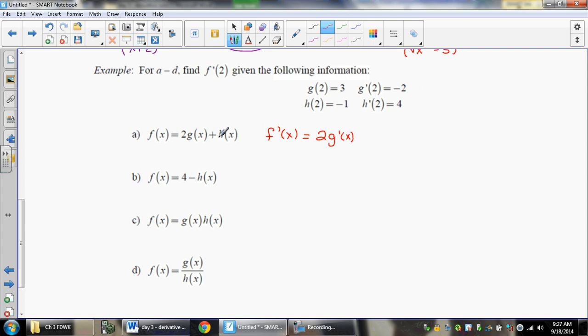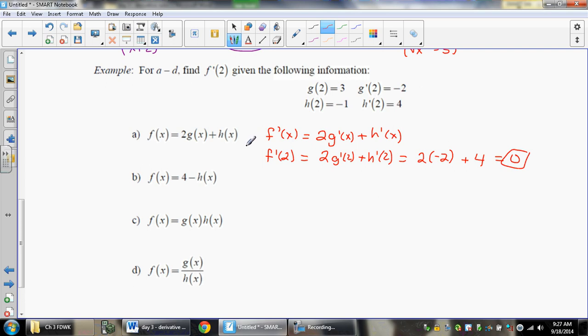And then it also says if you're taking the derivative of the sum, you just take the derivative piece by piece and add them back together. So f prime of x is 2 times g prime of x plus h prime of x. They want f prime of 2, so f prime of 2 is going to be 2 times g prime of 2 plus h prime of 2. And if I look up here, they give me those values. 2 times g prime of 2 plus h prime of 2, which is 4, is going to be 0.